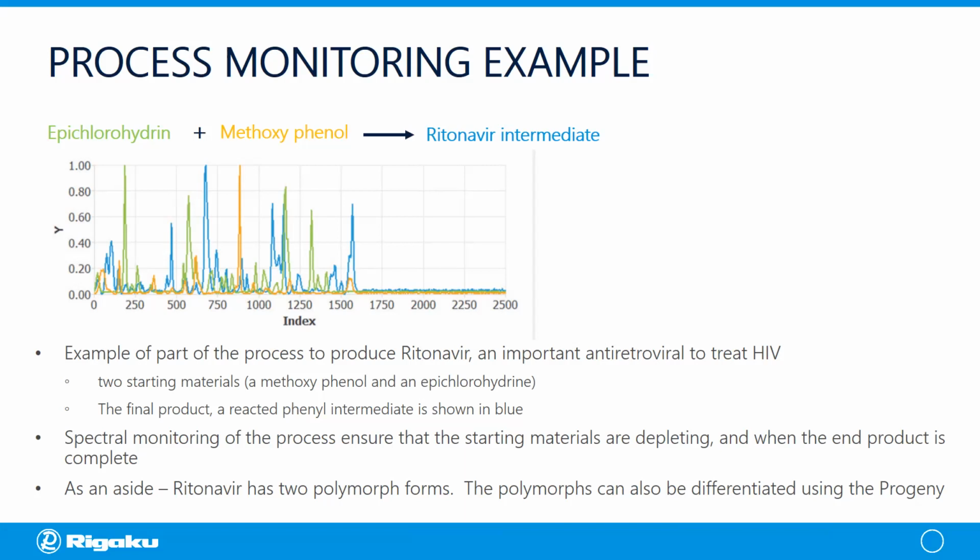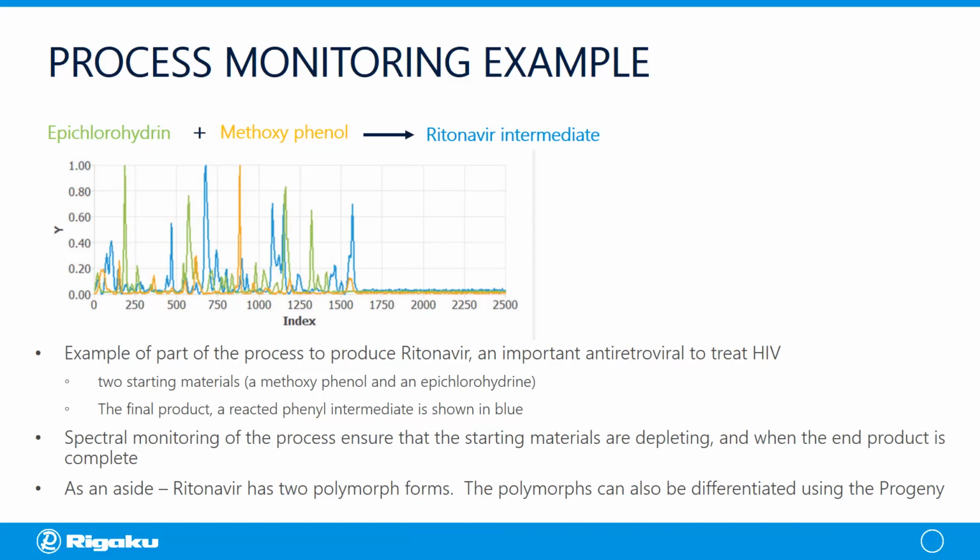This is a less common technique for portable instruments, but can also serve as a secondary screening technique to give another verification checkpoint. In this example we have spectra of two starting materials, epichlorohydrin, which is shown in green in the spectra, and a methoxyphenol, which is shown in yellow. These are starting materials to produce ritonavir. The desired product, which is an intermediate shown in blue, will then be used in a secondary process to continue to manufacture the ritonavir. But we're just monitoring this small section right now.